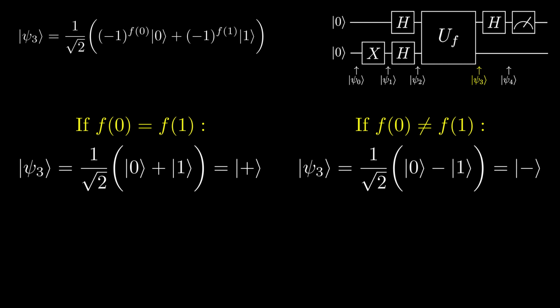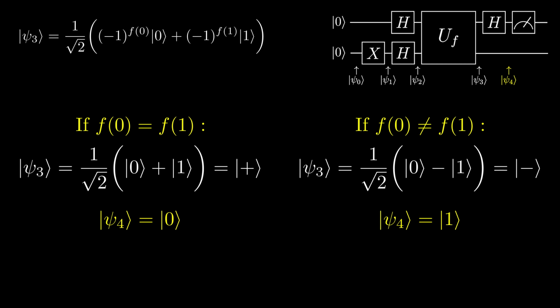See if you can finish the rest of the algorithm off yourself. Now at psi sub 4, we apply a Hadamard to the qubit. In the case where f(0) equals f(1), this transforms the state into 0, and in the case where f(0) does not equal f(1), the state becomes 1. Now, all that's left to do is measure the qubit. Looking at our equations, if we measure a 0, then the function is constant, since f(0) equals f(1). And if we measure 1, then the function is balanced, since f(0) does not equal f(1).